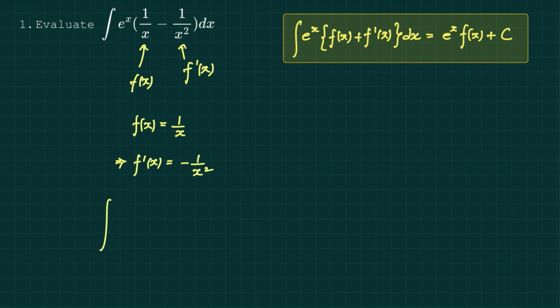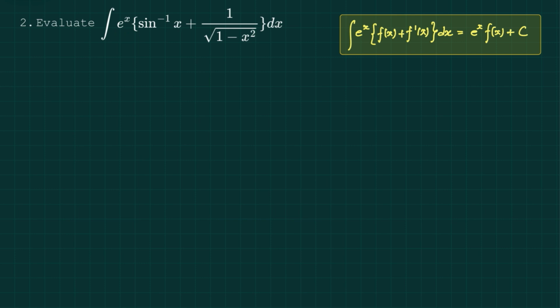That means integration of e to the power x into 1 by x minus 1 over x square dx is equal to e to the power x. From here you can see that the answer is e to the power x into f of x plus c. So here it will be e to the power x, and my function f of x is 1 by x, plus c. So this is the answer for this question.